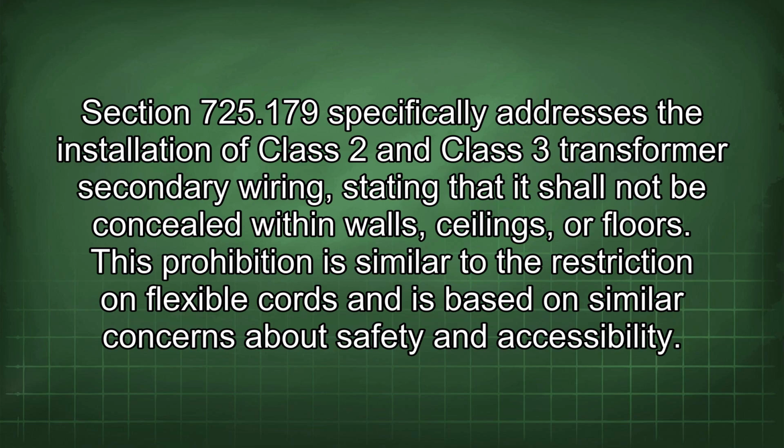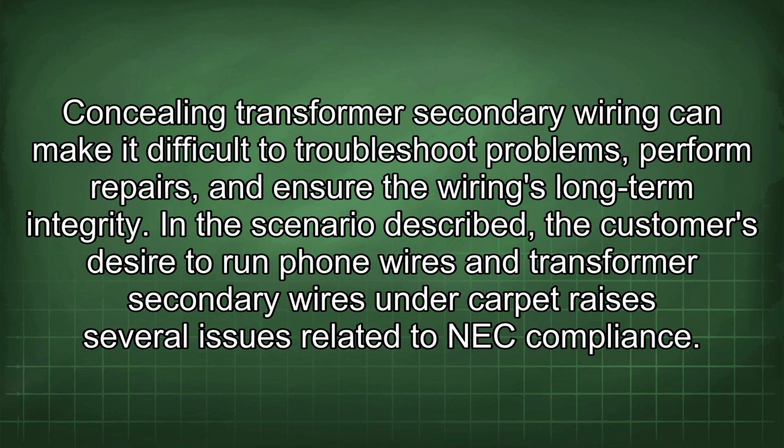Section 725.179 specifically addresses the installation of Class 2 and Class 3 transformer secondary wiring, stating that it shall not be concealed within walls, ceilings, or floors. This prohibition is similar to the restriction on flexible cords and is based on similar concerns about safety and accessibility. Concealing transformer secondary wiring can make it difficult to troubleshoot problems, perform repairs, and ensure the wiring's long-term integrity.